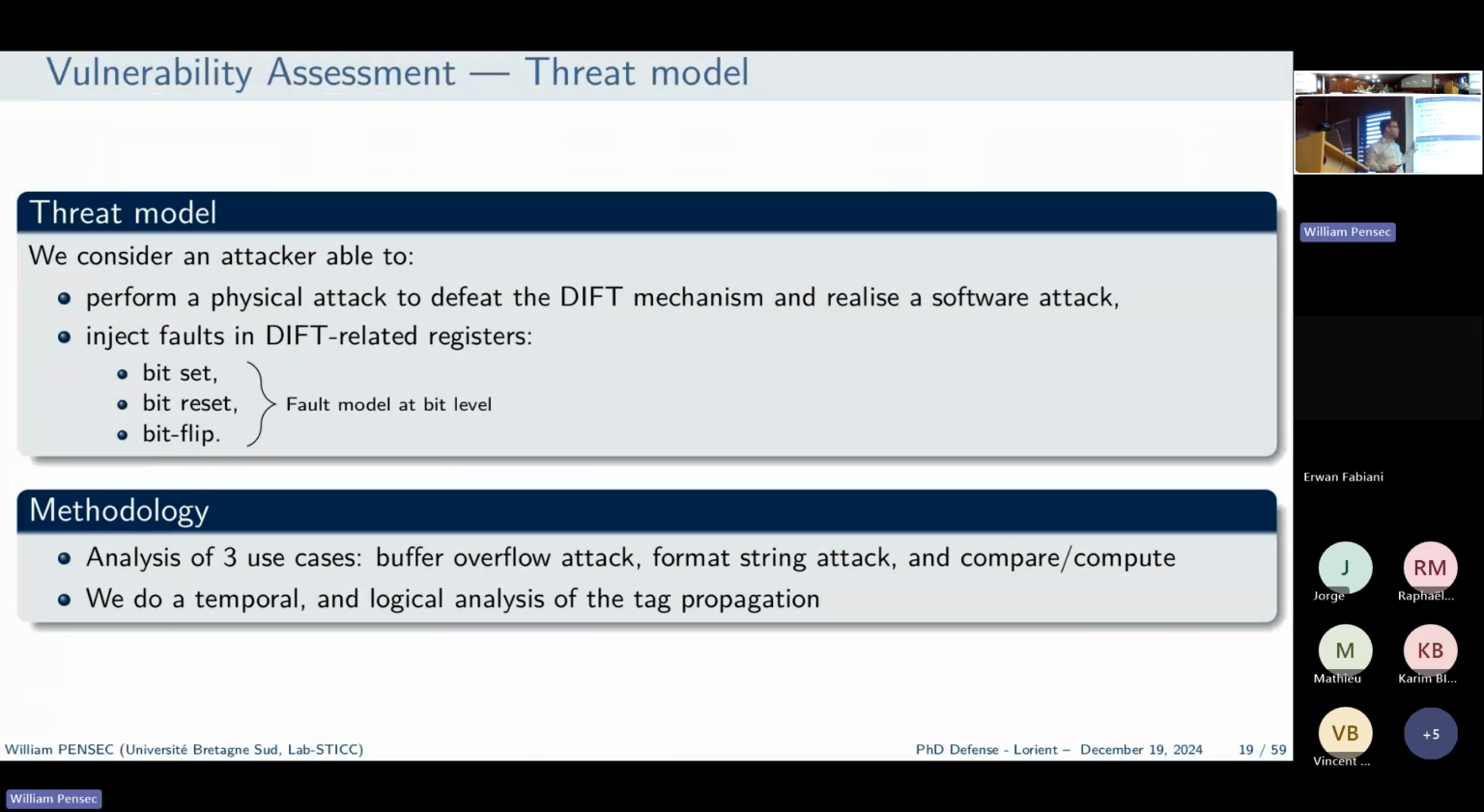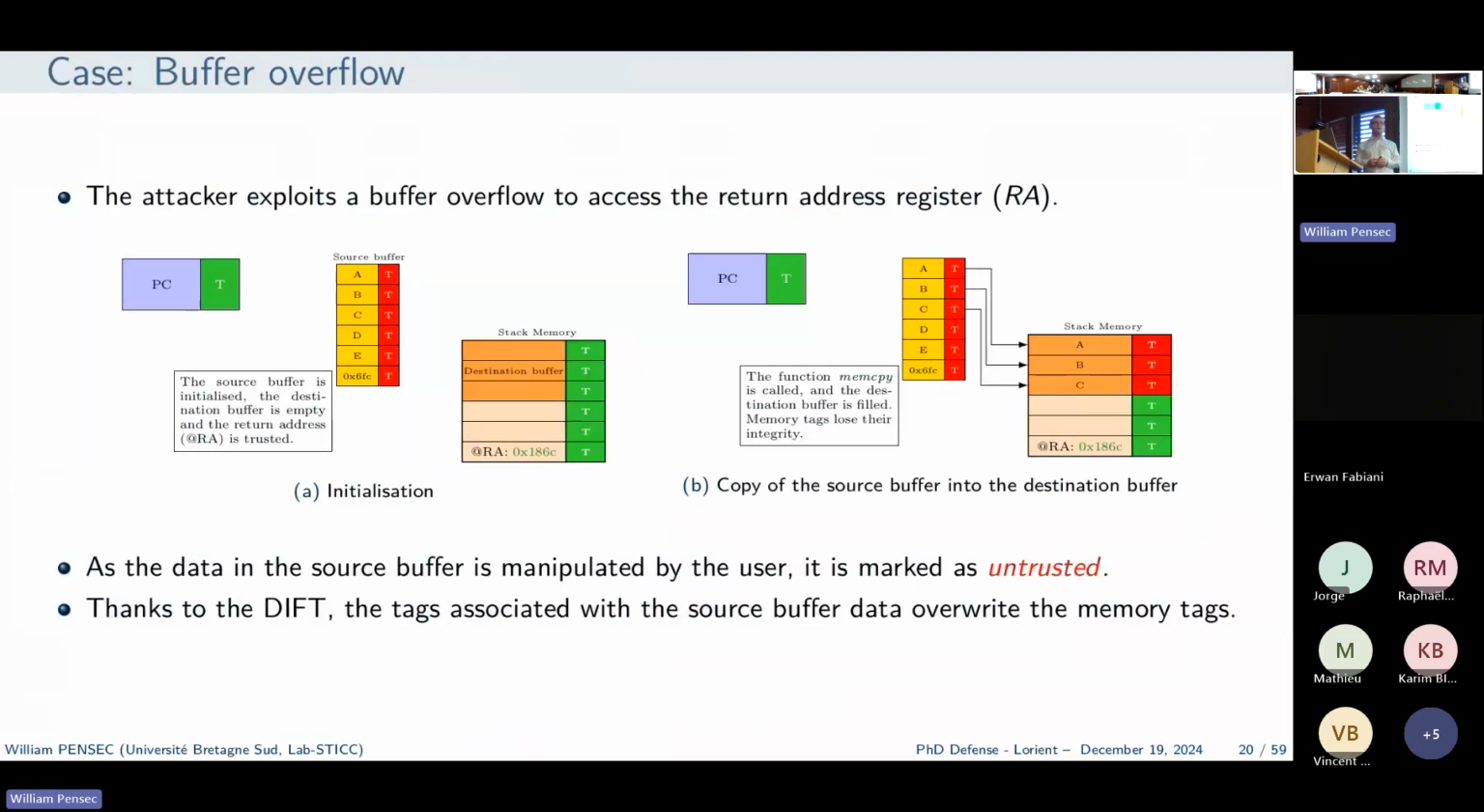The methodology used is we analyze 3 use cases: a buffer overflow attack, a format string attack, and a home-made case called compare compute. For each of these use cases, we do a temporal and logical analysis of the tag propagation. Due to time constraints, I will only present one use case in this presentation, which is the buffer overflow. To present this case, at first, the attacker exploits the buffer overflow to access the return address register and perform a ROP attack, a return-oriented programming attack.